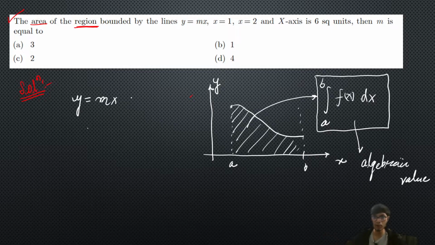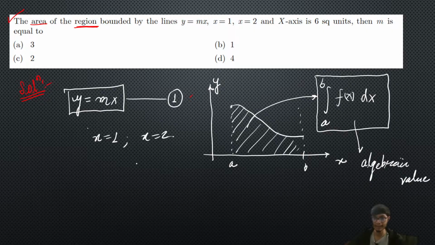So first of all I will write the curve equation y is equal to f of x, and it is said that the region is bounded by this particular straight line as well as the lines x is equal to 1 and x is equal to 2 and the x-axis. So that is basically the region we are talking of in this problem.